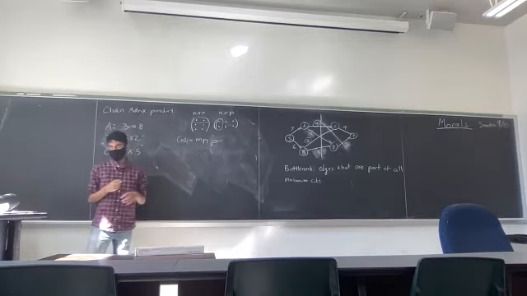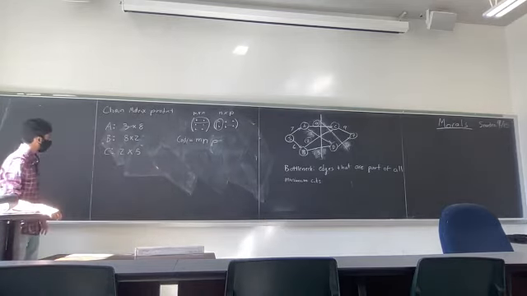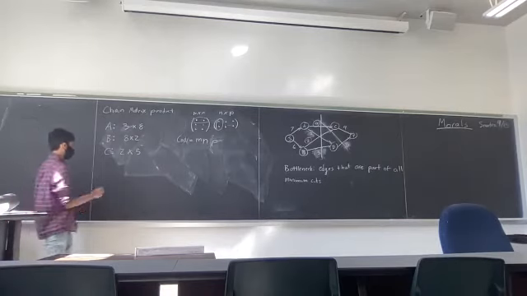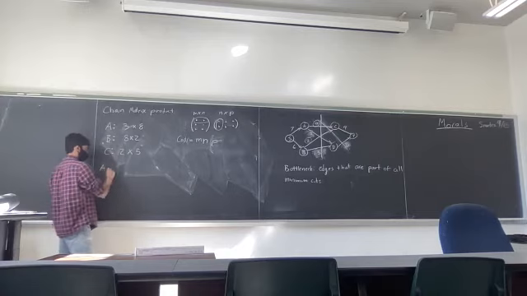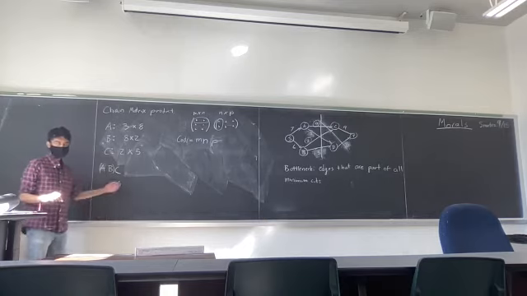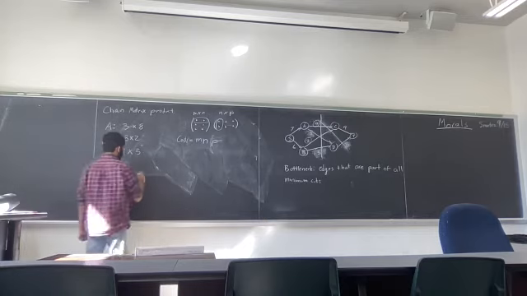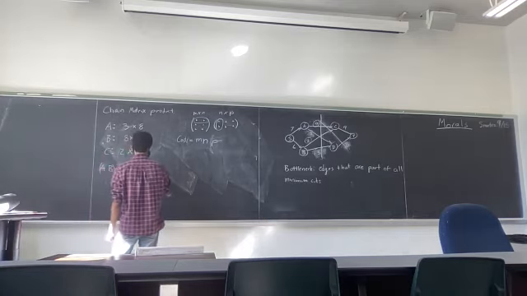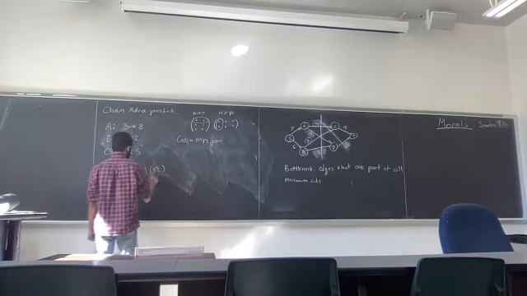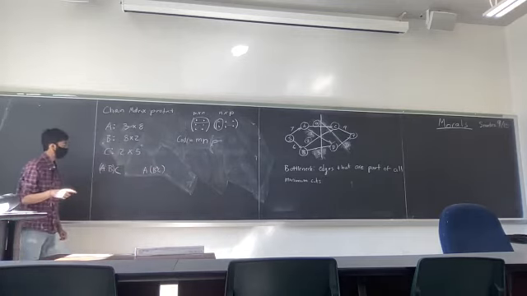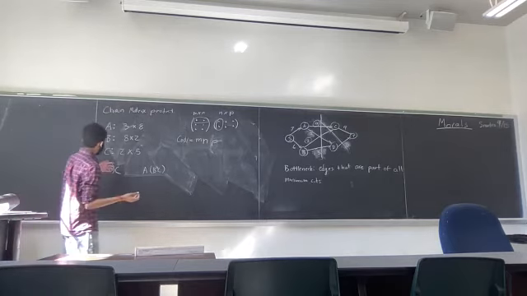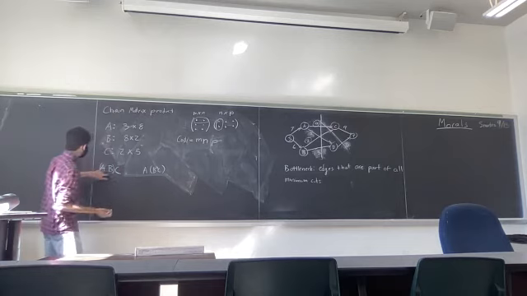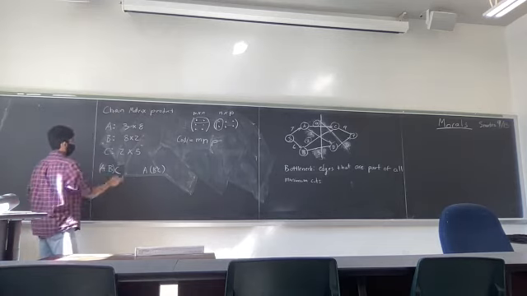Okay, so the idea is that matrix multiplication is associative. So for ABC, you can write it as you multiply A and B first, and then you multiply that by C. Or you can write it as multiplying B and C first and then multiplying by A. So what is the difference here? If I multiply A and B, what do I get?